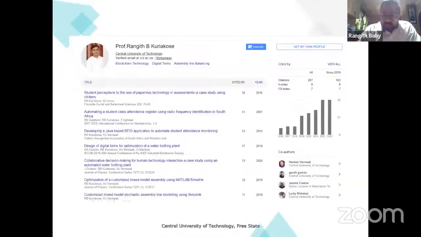Now, this is some of the research indices that I am currently possessing. I have given my Google Scholar as well as my LinkedIn profiles in the beginning of this presentation, and I'll share it with the conference organizers, so you can go through them at length.